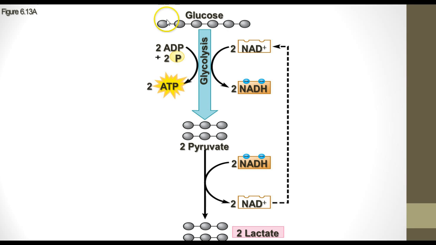Here's what the process looks like. Our glucose, once again, is split into 2 pyruvate, producing 2 ATPs of energy and 2 NADHs in the glycolysis process up here. When oxygen isn't present, we need to recycle NAD+, and so this process takes those electrons and hydrogens back from the NADH and changes the pyruvate molecules into lactate, and it gives us NAD+ that can be used again in the glycolysis process to keep the process going and produce a little bit of ATP.